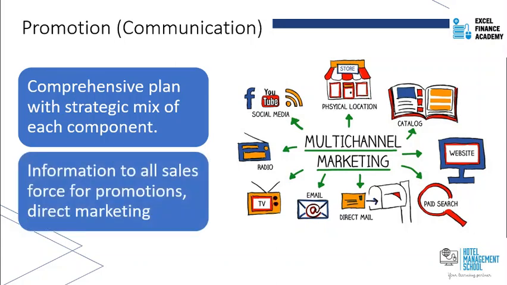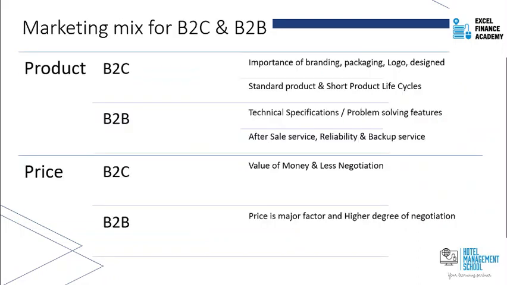Information for all the sales force. You need to tell your salespeople whatever information, whatever promotions you are running. Otherwise, you're selling something on direct sales and your salespeople are selling something else. They may be telling different products, different features, right? So this is how the marketing mix works. All the sales force need to have product knowledge and marketing knowledge.